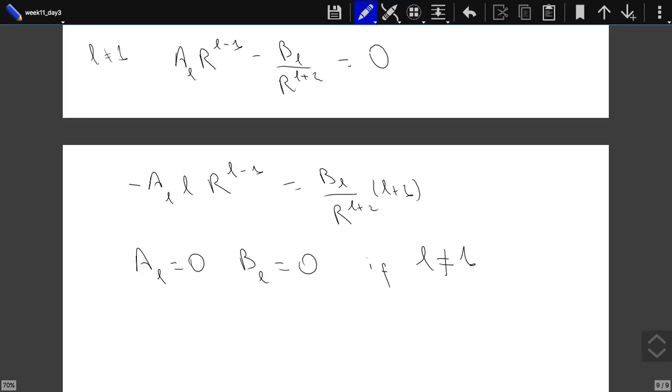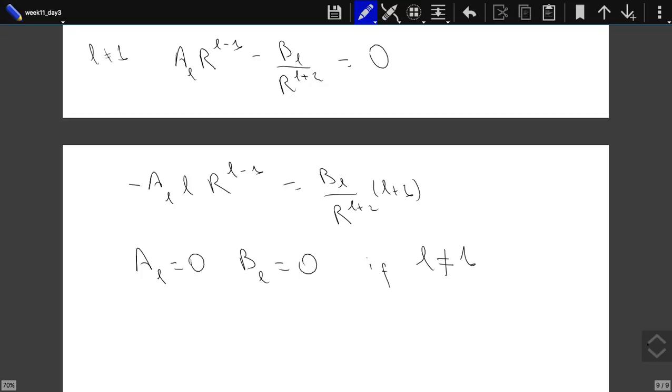So although I started with a potential that had infinitely many terms, at the end it turns out that only one of the terms is non-zero. All the other terms are 0. Then you can just find A1 and B1 to determine your phi m. So I will not do that. They're about to kick us out.